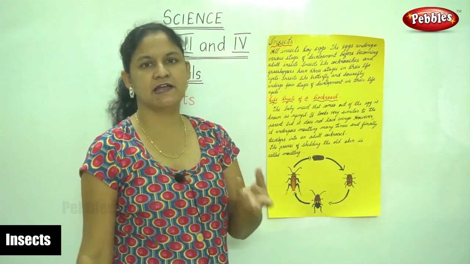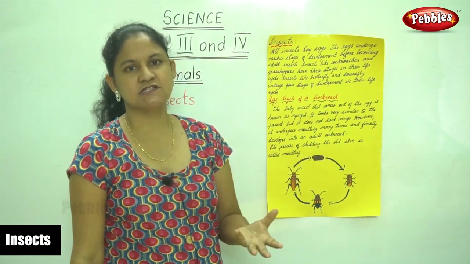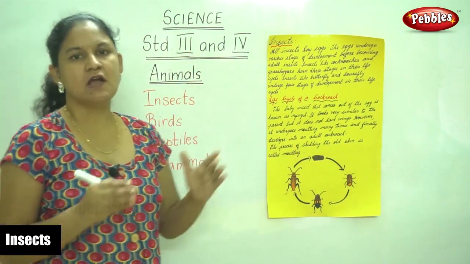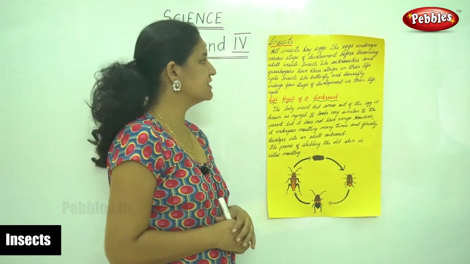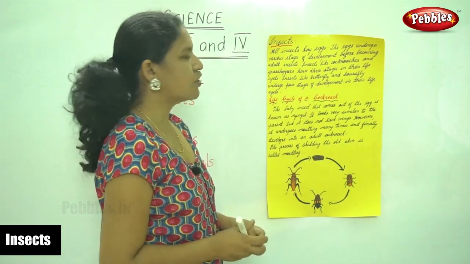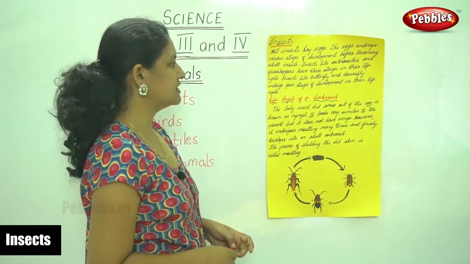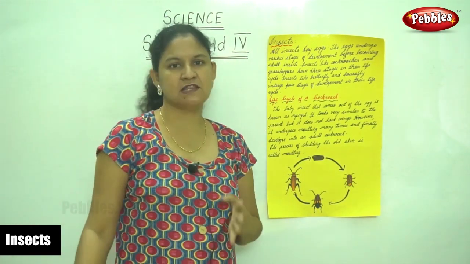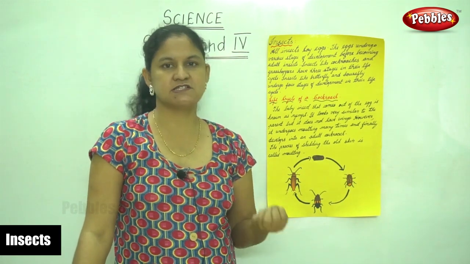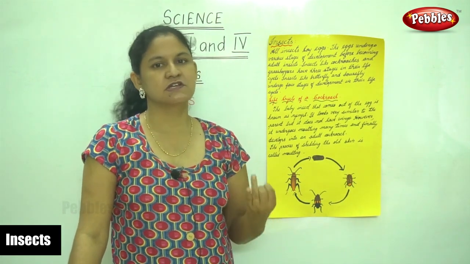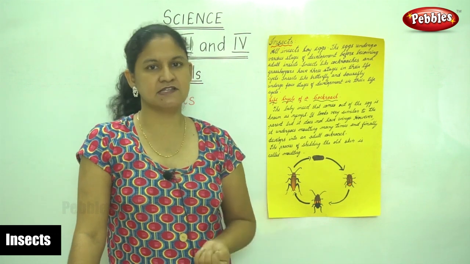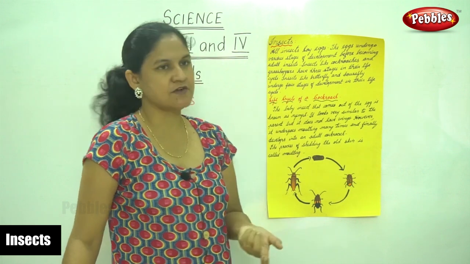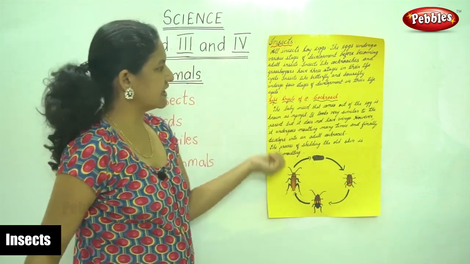So once an egg hatches, it undergoes various stages of development until it becomes an adult insect. Insects like cockroaches and grasshoppers have 3 stages in their life cycle. Normally we have seen that there are 4 stages in the life cycle, that is growth, development, reproduction and death. But in the case of grasshoppers and cockroaches, they have 3 stages in their life cycle.